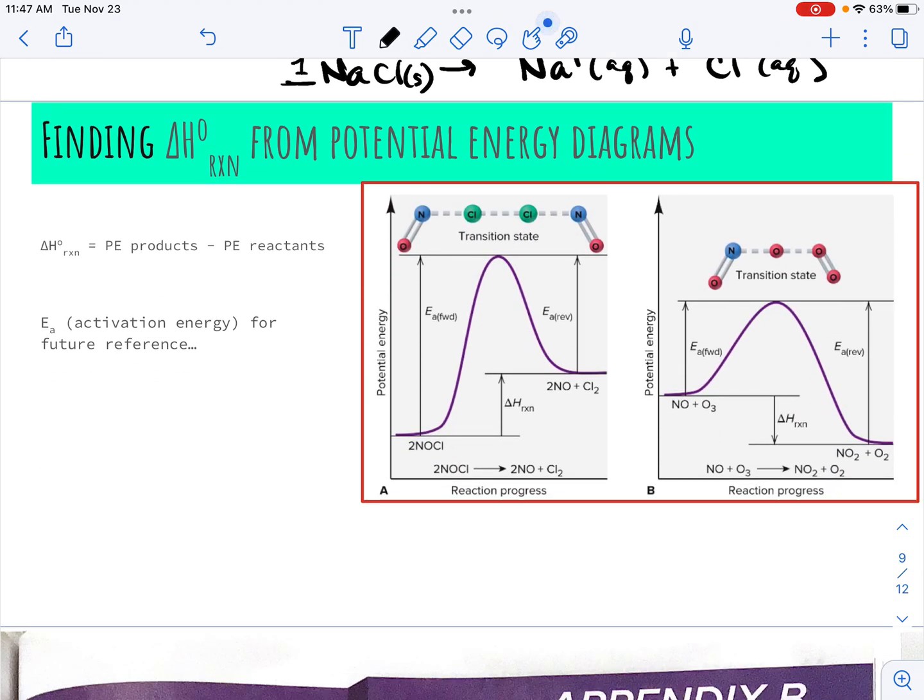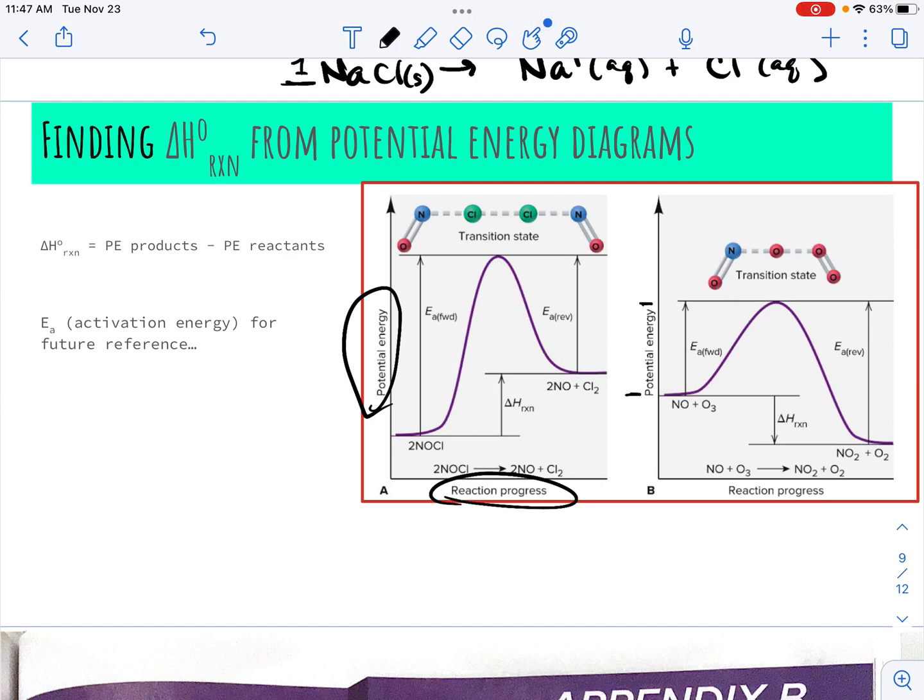All right, the last thing is that this comes from actually kinetics, but we can look at this for finding delta H of reaction another way. So here we go again with another way to find heat of reaction. And so this one would be from potential energy diagrams. So notice that our y-axis is potential energy and our x-axis is time or reaction progress.